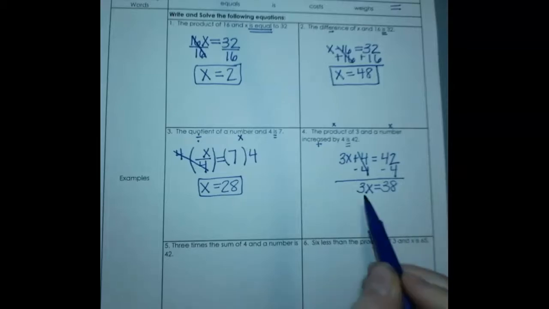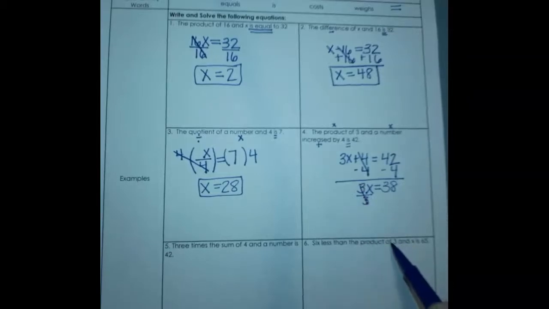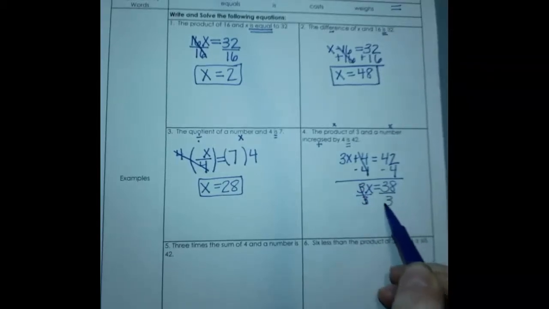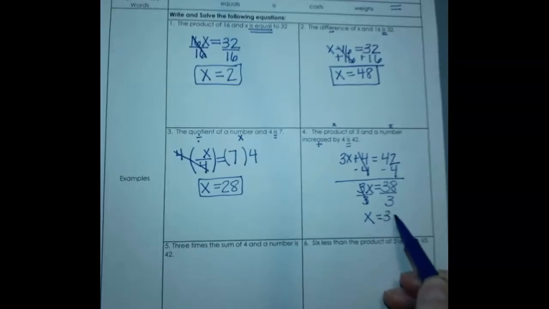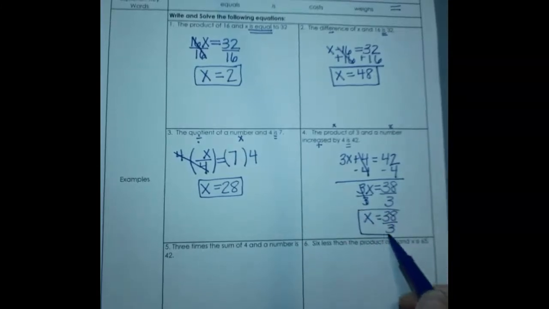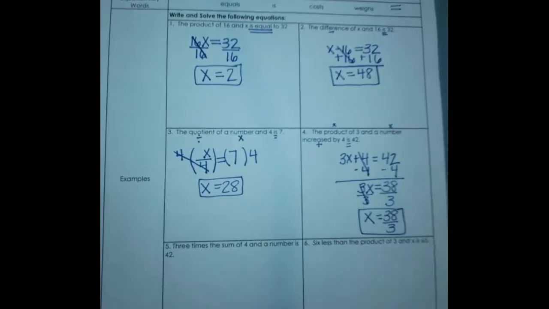Okay, now we want to get the x alone. This is 3 times x, so we're going to divide by 3 to get that 3 to cancel to a 1. We have to divide by 3 on the other side. This is not going to be a pretty number, so I'm just going to leave it as 38 divided by 3. Depending on what the question was, we could have gone ahead and put it into a decimal form, but leaving it as a fraction is fine too.